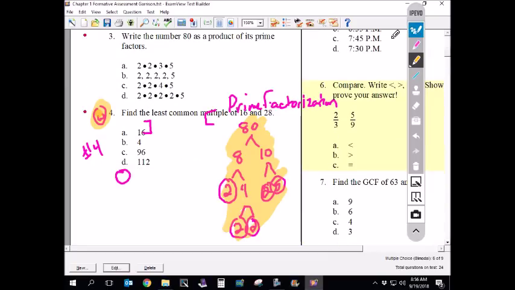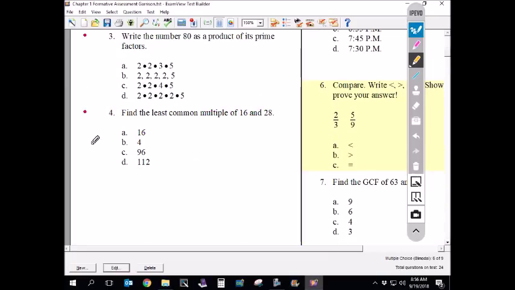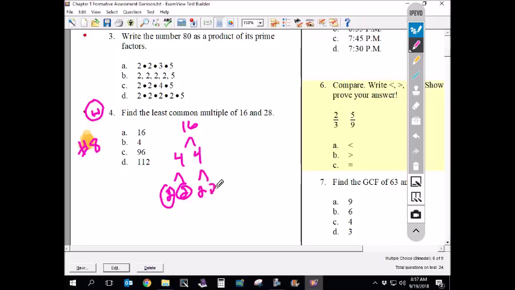Find the least common multiple of 16 and 28. Okay, so this is learning target number 8. Whoops, writing with highlighter. Learning target number 8 here. And this is definitely one where you have to show work. You'd have to do your trees for 16. That's step number 1. You guys all know that. I'm sure all of you did this because this is something I've gone over and over again.